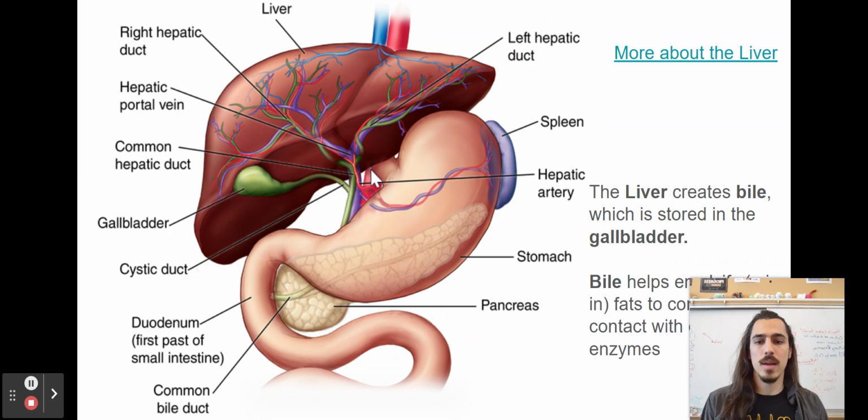When we are taking a look at the small intestine, the first part and most important part to know is the duodenum, because right when the contents of your stomach empty into your duodenum, then enzymes from your pancreas are dumped into the duodenum, and the liver and gallbladder put bile into the duodenum.